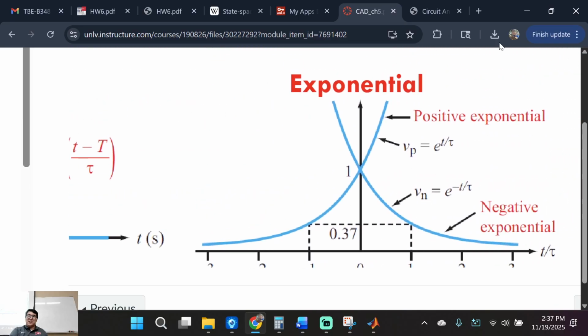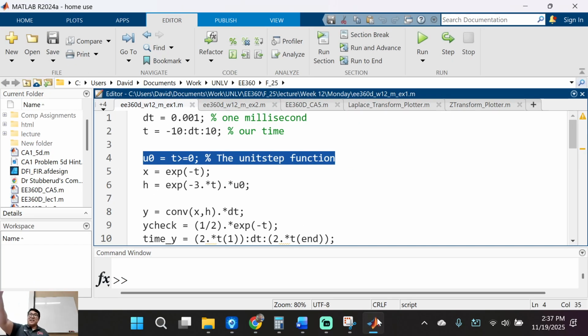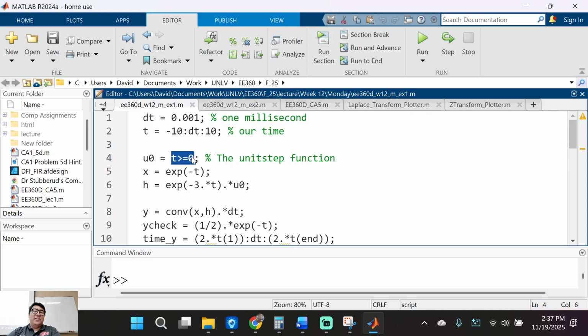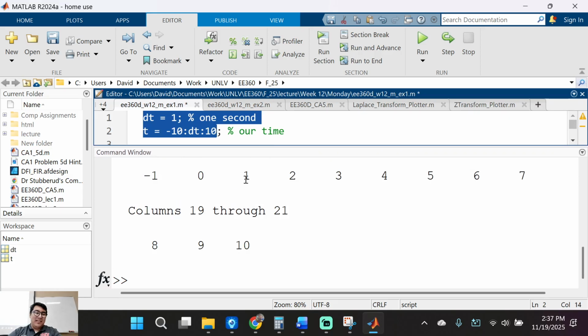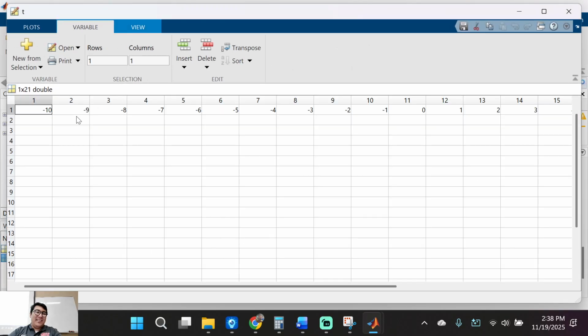Exponentials, okay, this is good for you guys. If you want to do this homework in MATLAB, here's the unit step. This is Boolean algebra: t greater than or equal to 0 returns true. This t, we have negative numbers. Let me turn this to 1-second increments, so I'm going minus 10, minus 9, minus 8. Run. Here's our time: 10, 9, 8, 7, 6, all the way to 0.